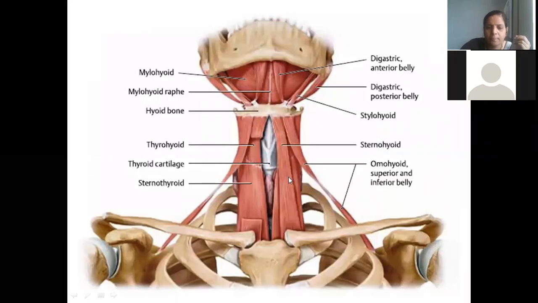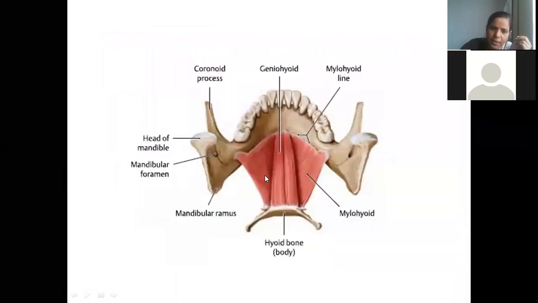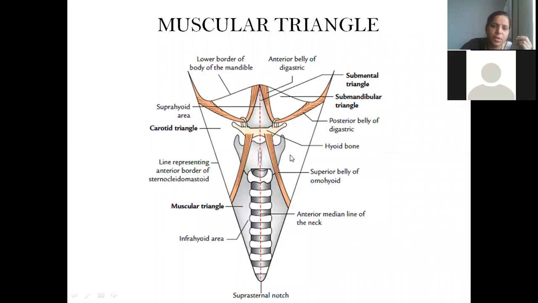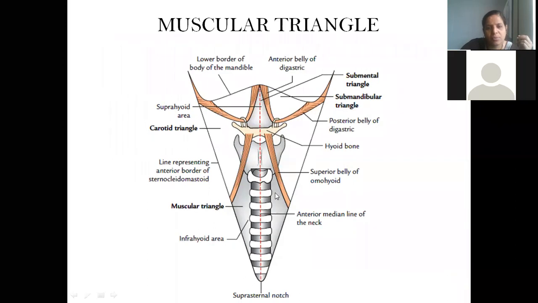Is it clear? So this muscular triangle, see, this is the midline. On both sides are the right and left anterior triangles. This is the right 3.5 triangle. This is the left 3.5 triangle. So we have muscular triangle, carotid triangle, digastric triangle.